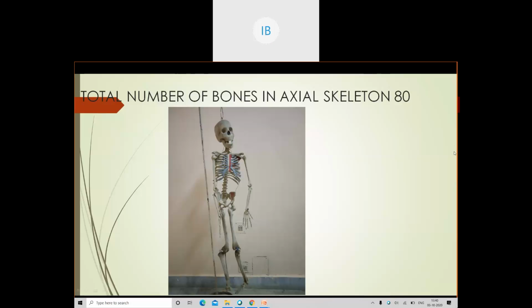Ilashara, can you hear me? Yes, ma'am. Okay, Ilashara, can you tell me which bone this is? Pelvic girdle. This one. Long bone. I know it's a long bone. What is the name of the bone?